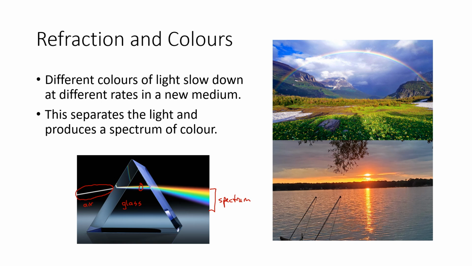So you've seen this in real life, I'm sure, if you've ever seen a rainbow. The droplets of water that are still in the atmosphere are doing the same thing. They're breaking up the light into its whole component parts. And you also kind of see this every time you watch a nice sunset or a sunrise.